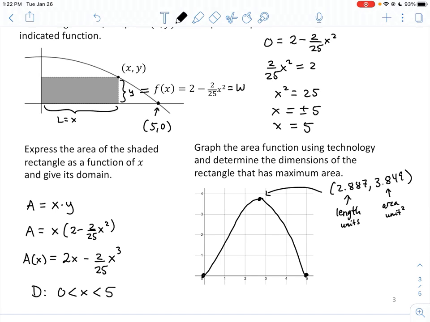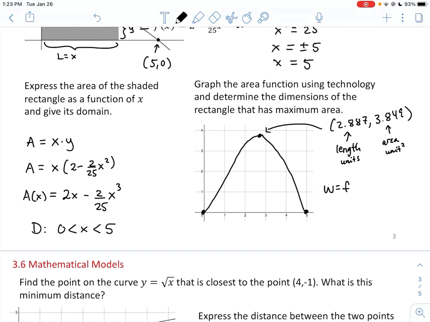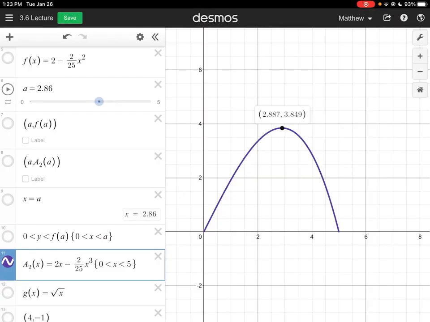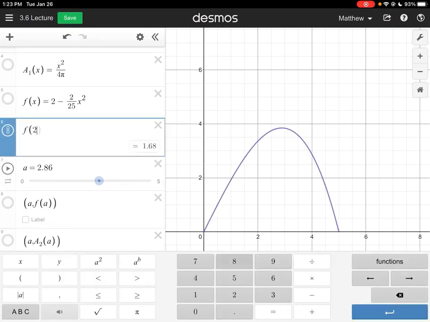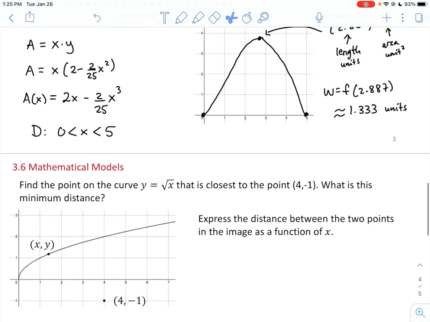So I got to take this number, 2.887, to get the width, I got to plug it into the function f of x. You have to be careful that the y-coordinate in this image here is not the same interpretation as the y-coordinate in this image here. It's better to think of y as a width of a rectangle, x is a length of a rectangle, and then the output of this function is an area of that rectangle. So the width will be found by doing f of 2.887, which is approximately, do that using the technology, f of 2.887. And we get 1.333 approximately, and this would be measured also in units. And go to the next one.